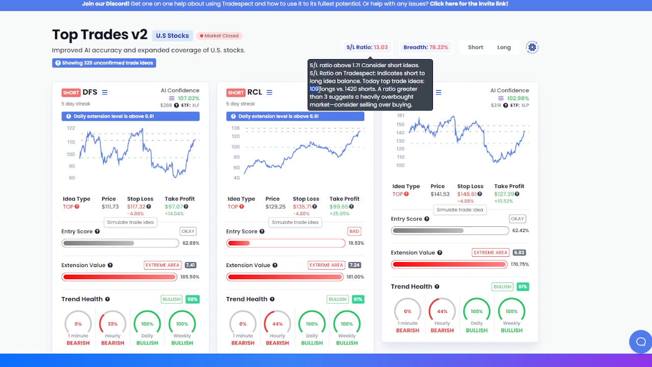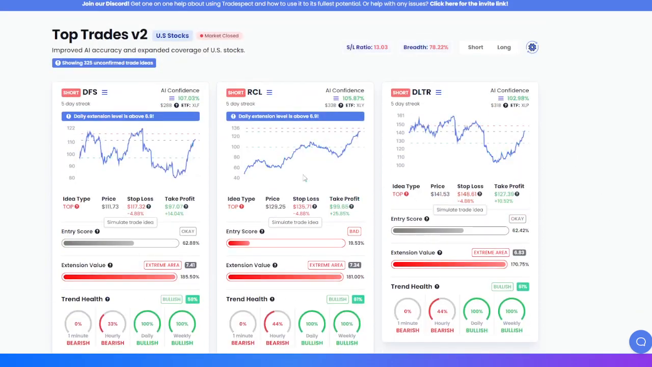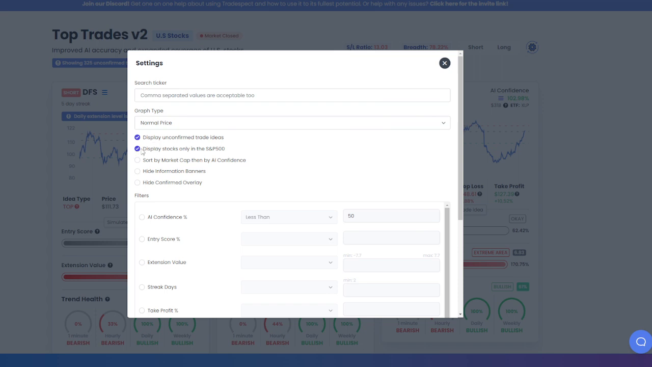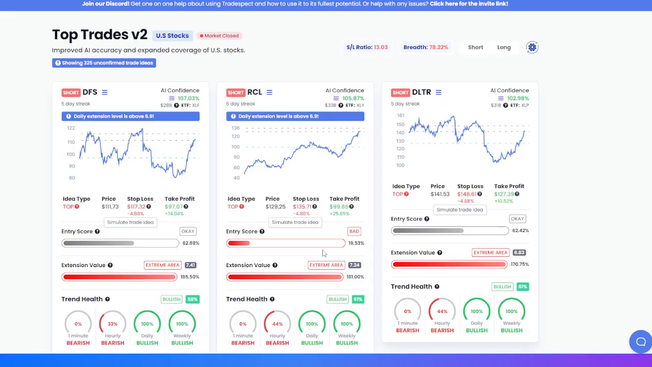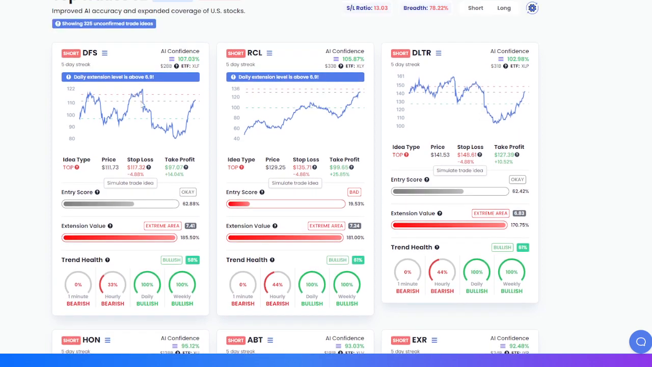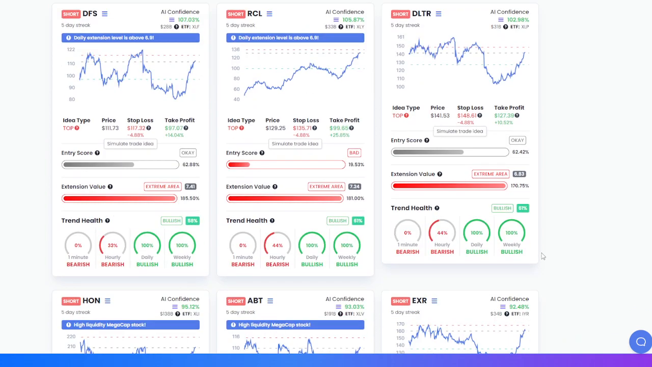And then if you just look at the short opportunities, it's like 109 long ideas to 1400 shorts. And if you look at, let me clear the filters. So and then this one, so display stocks only in the S&P 500. That's really good if you want options liquidity. They're more reliable because they stick to their bounds better because they have a bigger market cap.